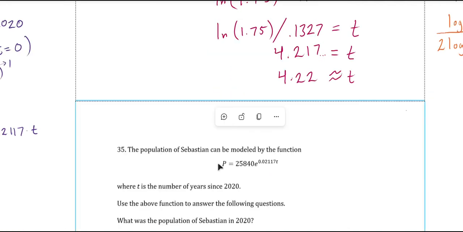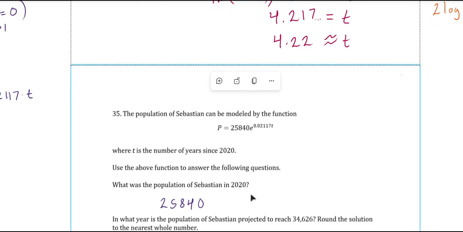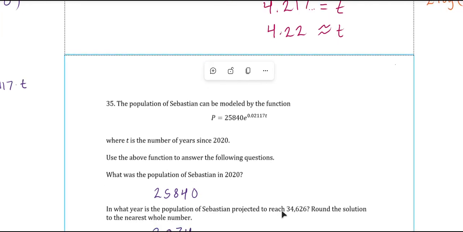Number 35 asks us about an exponential model for population. Population growth, as long as resources are plentiful, is oftentimes an exponential function. It gives us that t is the number of years since 2020. So then when they ask what was the population in 2020, that's at t equals 0. This zeros the exponent, and e to the 0 is just 1. That lets us see that this number here is our initial population in the year 2020 if we take 2020 as our baseline. If they say t is the number of years since a certain year, that year is sort of your year 0.